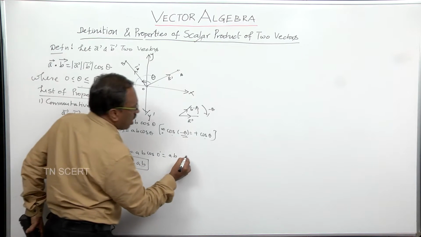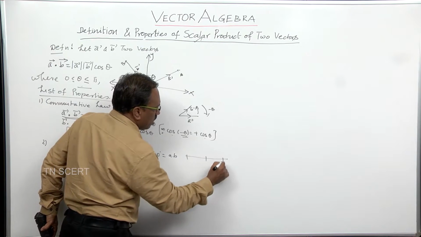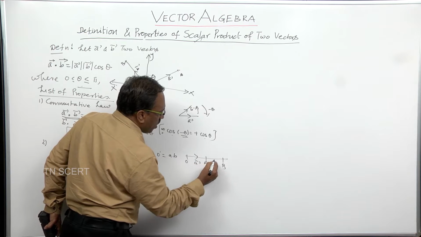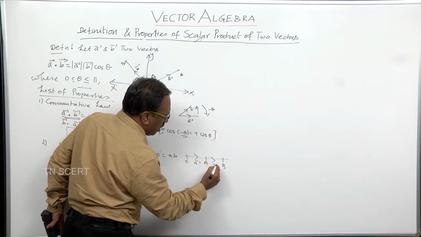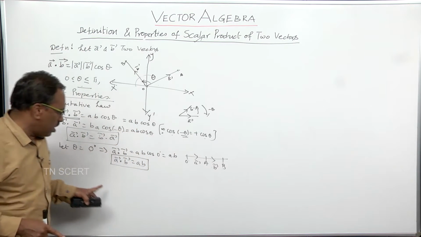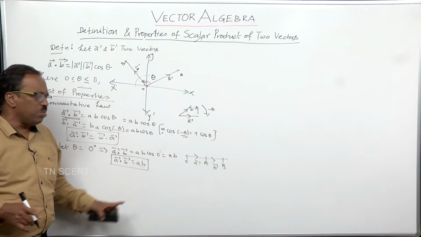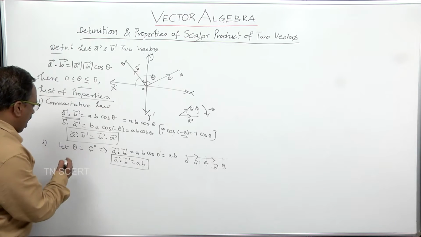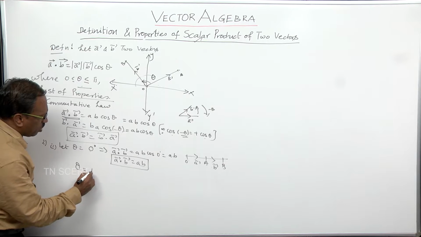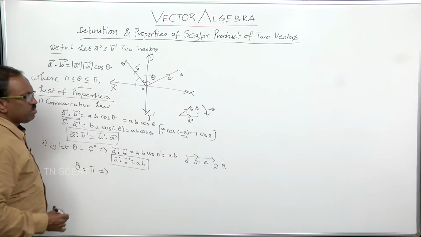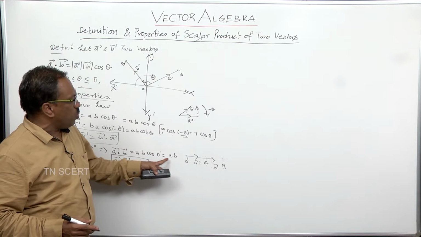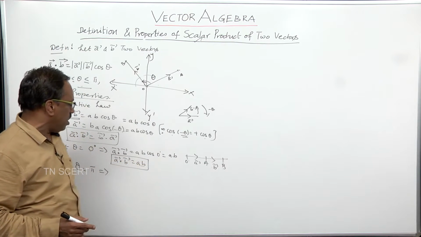That means it lies in the same direction. See, this is O to A, this is A, and this is O to B, which is B, lying in the same direction. The angle is 0, so obviously A dot B is equal to AB. This is property number 2, and here it is subdivision 1. Supposing theta is equal to pi, what happens?